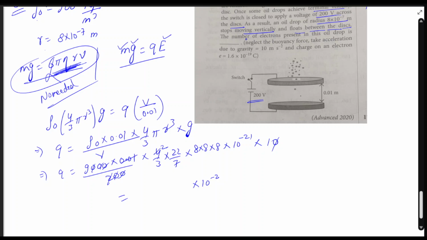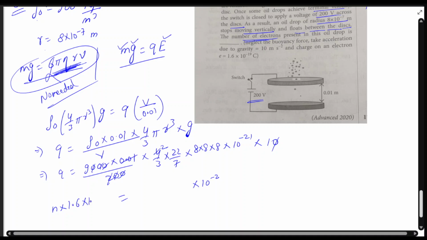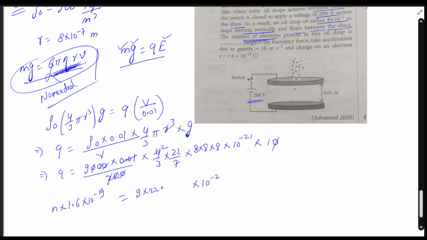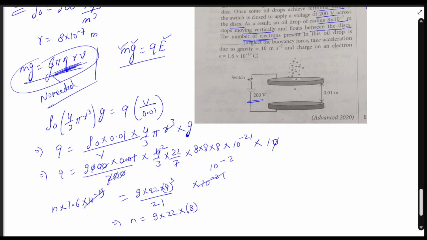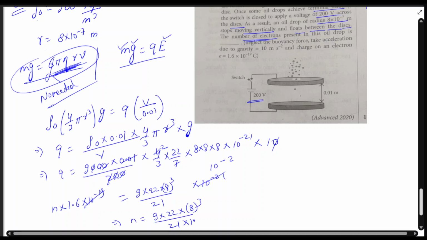Okay. So what do we have to find? Number of electrons. So we can write Q as n into 1.6 into 10 raised to power minus 19, right? So we'll be having 9 into 22 into 8 to the power cube divided by 21. So this is 21, right? So it will be 10 raised to power minus 2. So we'll get n as, if I divide it, 9 into 22 into 8 to the power cube divided by 21 into 1.6 into 10 raised to power minus 2.